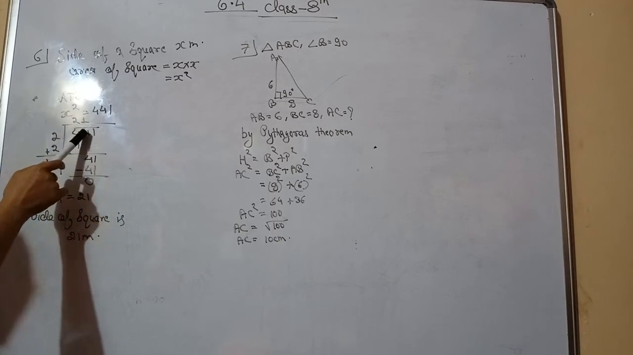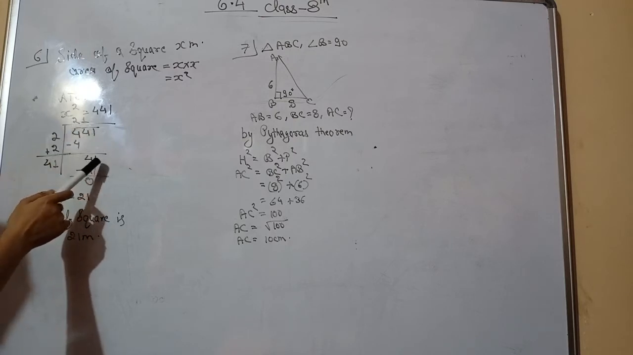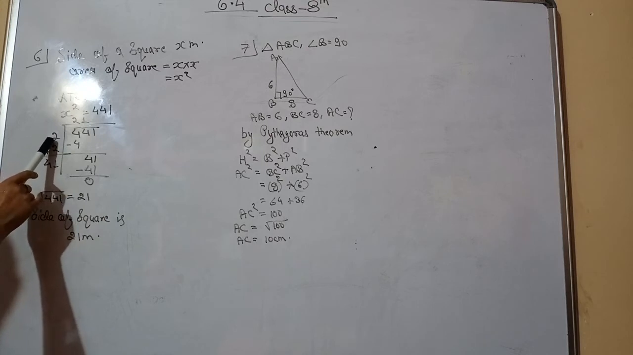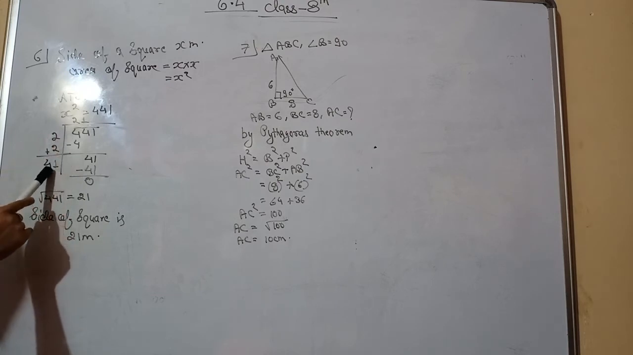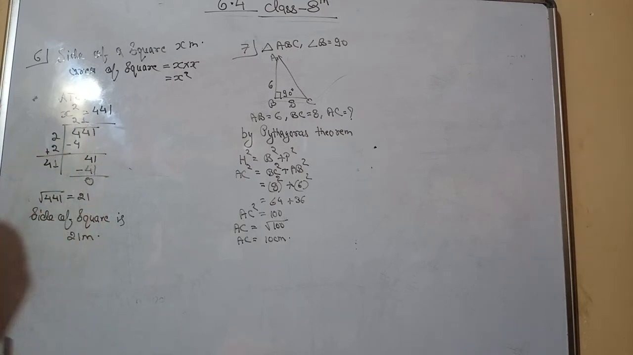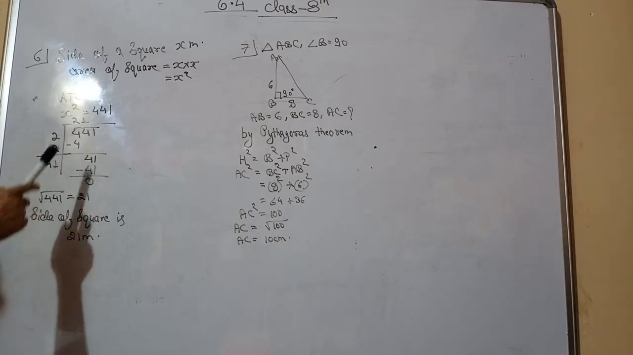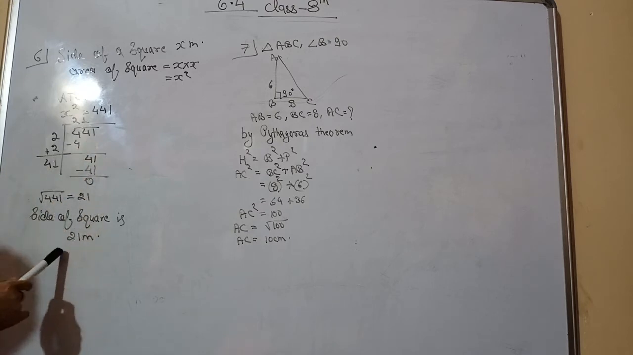For 441, first make pairs of two digits. This is the first pair and this is the second pair. 2 2s are 4. 4 minus 4 is 0, and what is remaining is 41. Whatever number you write here, you write the same number here, and after that you add. So 2 plus 2 gives us 4. Here whatever number we write, we have to write the same number. So 41 ones are 41 and the remainder is 0. So it is 21. Now see, the square root of 441 is 21. It means the side of the square x is 21 meters.